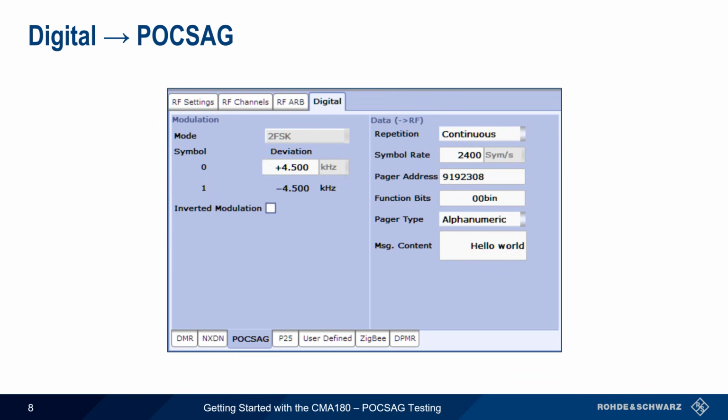POCSAG parameters are configured by going to the Digital tab and then selecting the POCSAG tab at the bottom of the screen. This dialog can be divided into two general sections: modulation parameters on the left side of the screen and data parameters on the right side of the screen. Let's start by looking at modulation parameters.